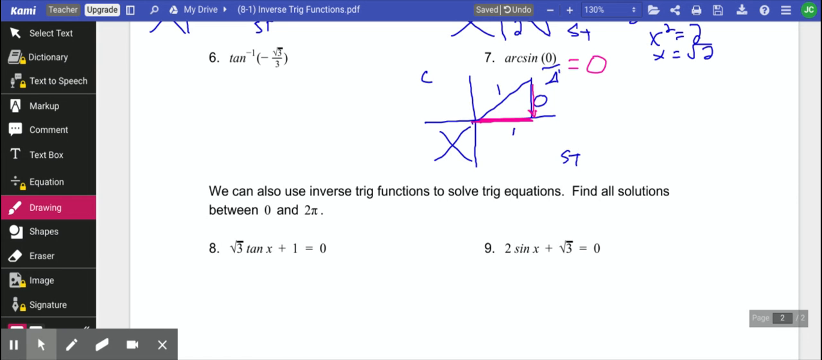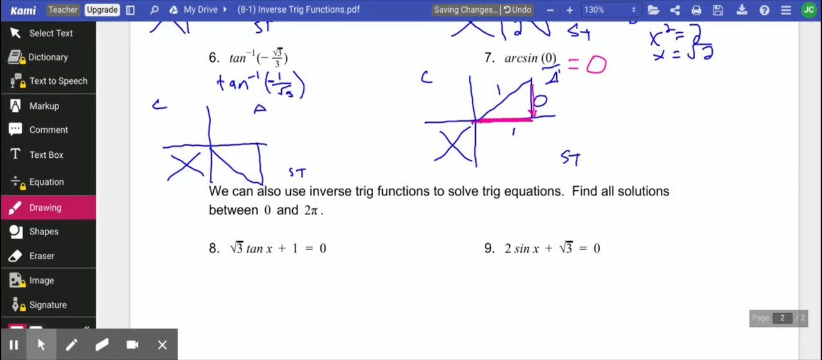Okay, one last one of these is inverse tangent of negative root 3 over 3. This one's probably easier if you unrationalize it. Hopefully you recognize that that is the same thing as 1 over root 3. That's the unrationalized form. All right, so it's a negative, sorry. So with CAST, we're going to draw that down here in this quadrant.